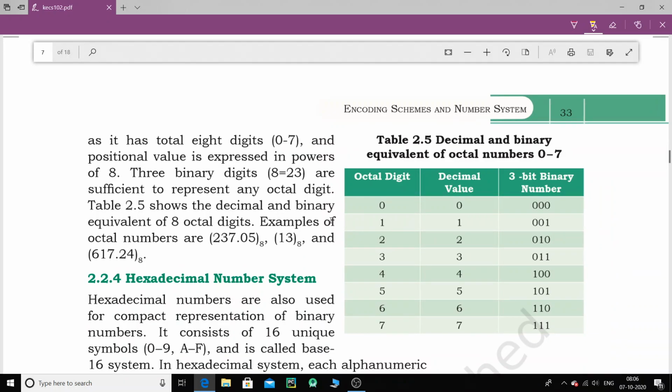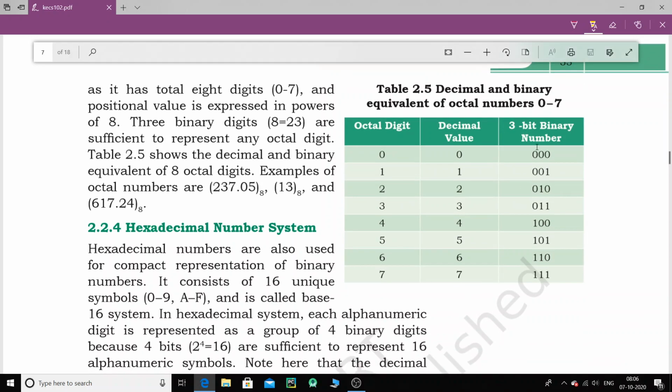So this is the 3-bit binary number. You can see the octal number system, the decimal value, and a 3-bit binary number. Why 3-bit here? Because it takes at most 3 bits to represent these symbols. The last is 7, so it will be all 1s. And when we say all 1s, it means all the bits are occupied. That is what you need to understand. So when I say 7, and there are 3 bits, all 3 bits are now occupied.